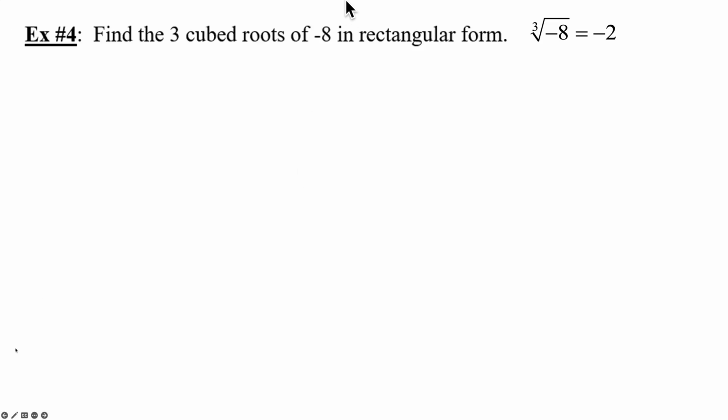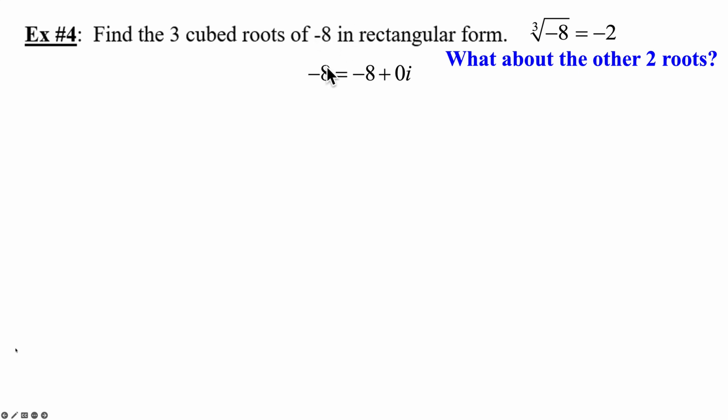All right, example time. Find the 3 cube roots of -8 in rectangular form. Well, the cube root of -8 is -2. We have to find 2 more roots. That's what we have to go find. So we're going to turn our -8 into a complex number. There's no i to it, so it's -8 plus 0i.